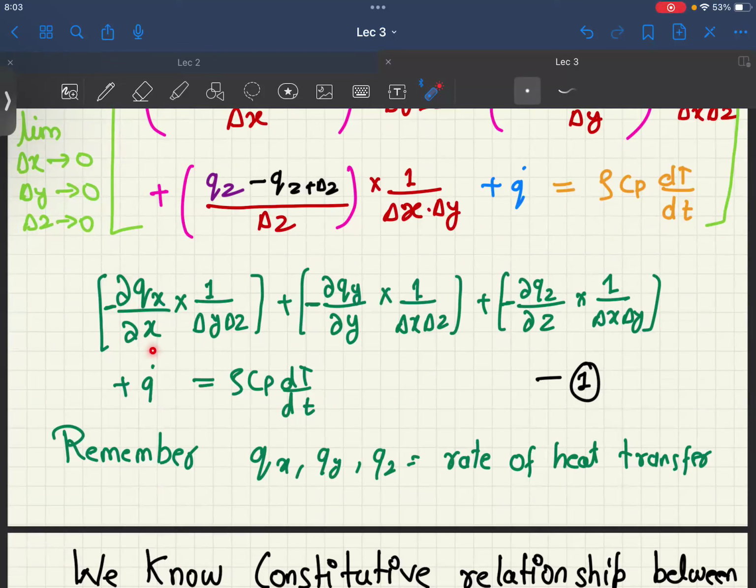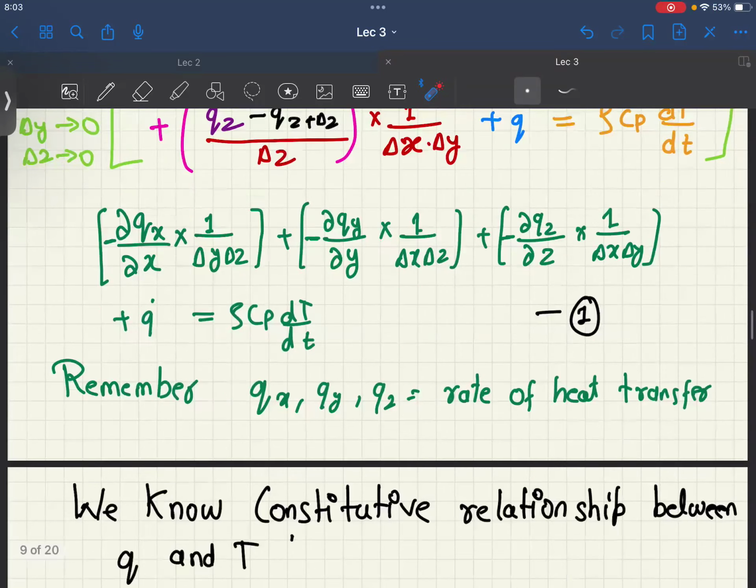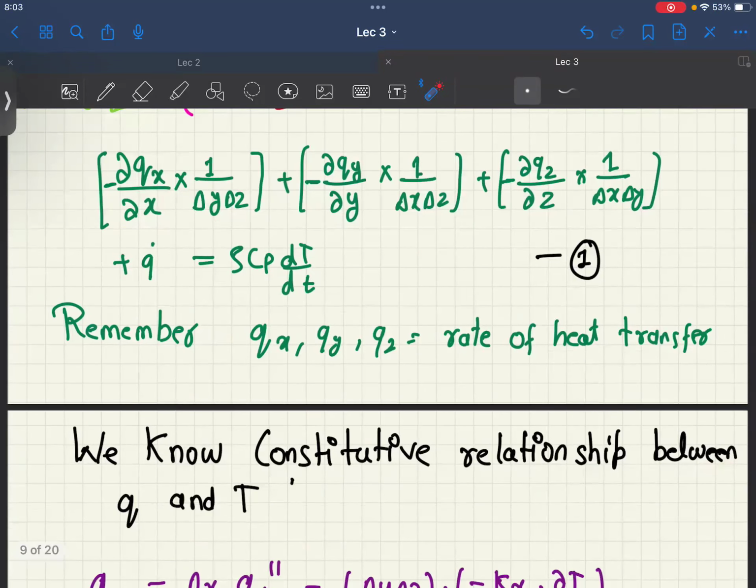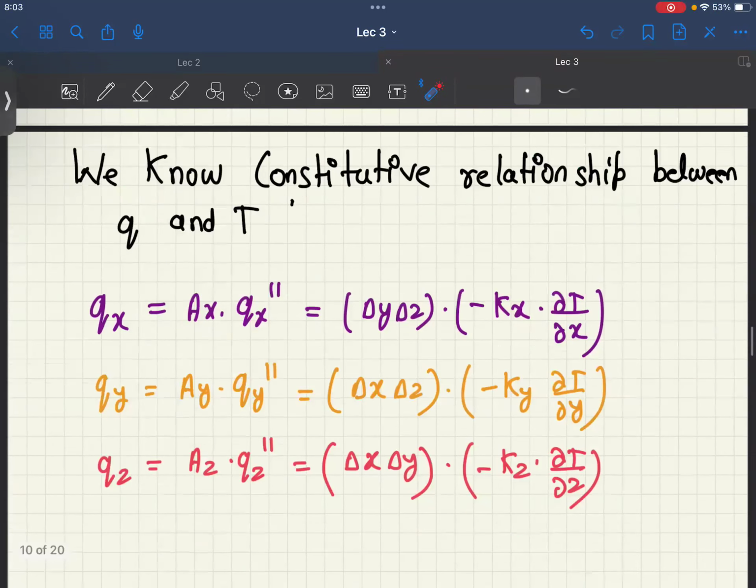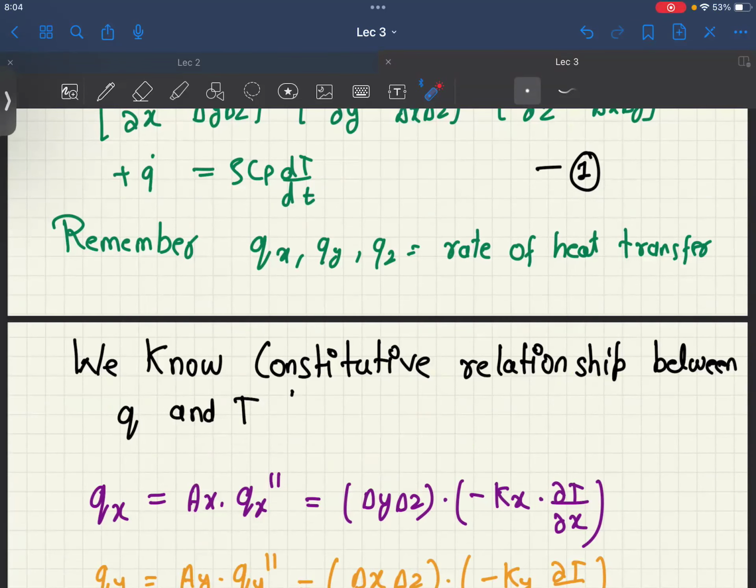But what came out here is del Q/del x, del Q/del y, del Q/del z. Now if we want to find dT/dx, or the derivative of temperature with respect to position, somehow we need to replace these terms so that dT/dx comes. What will come is our constitutive relationship, which is nothing but Fourier's law of heat conduction.